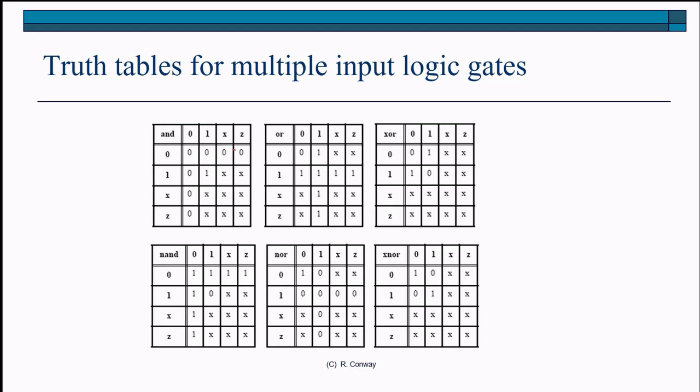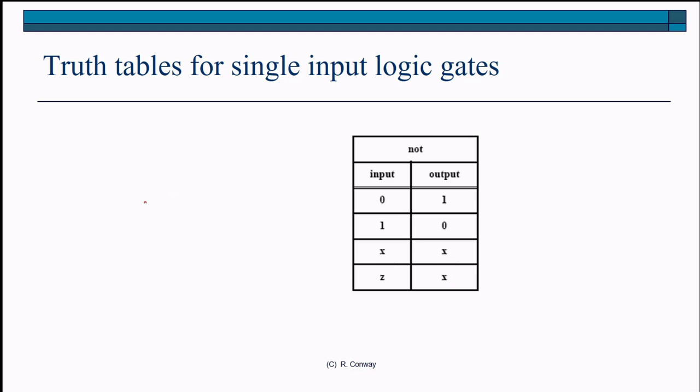The truth table for the other logic gates are shown here. Take a look at these entries and see that you are happy with the actual values given. This slide shows the truth table for a NOT gate. The NOT gate is our inverter that looks like this. It's a single input, single output. And you can see that if you've got an X on the input, you have an X on the output.